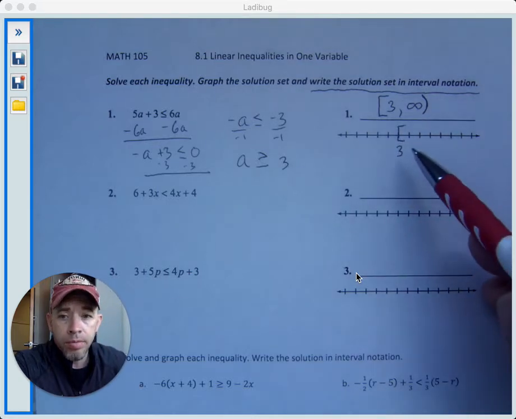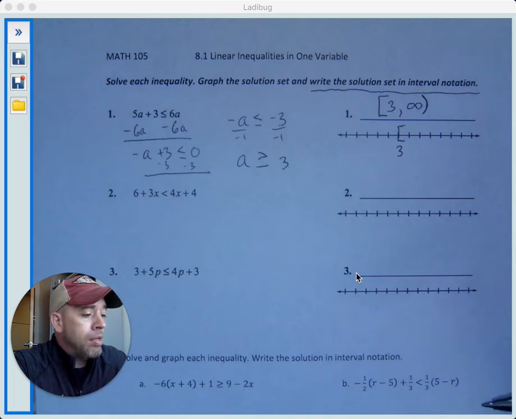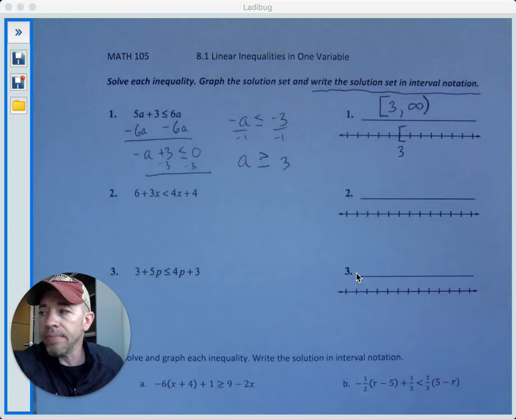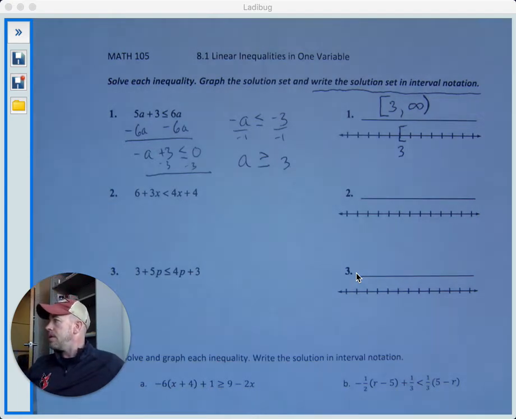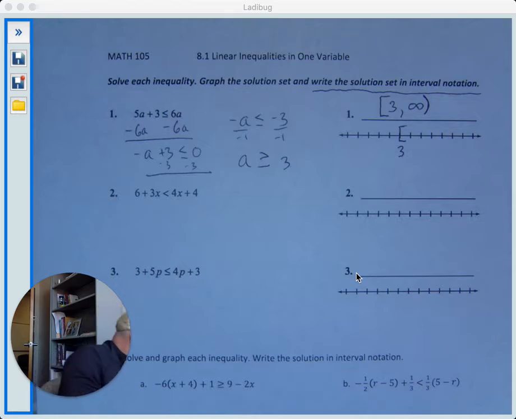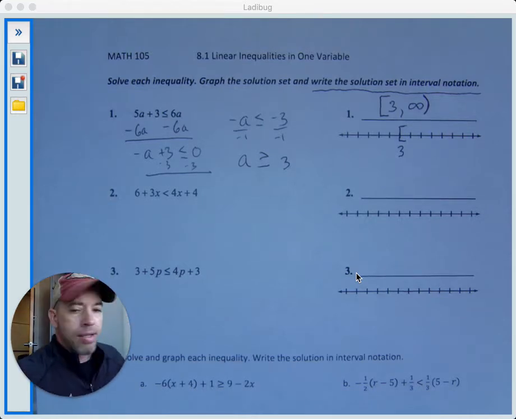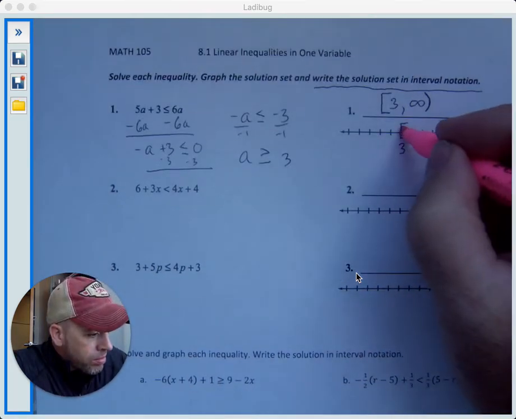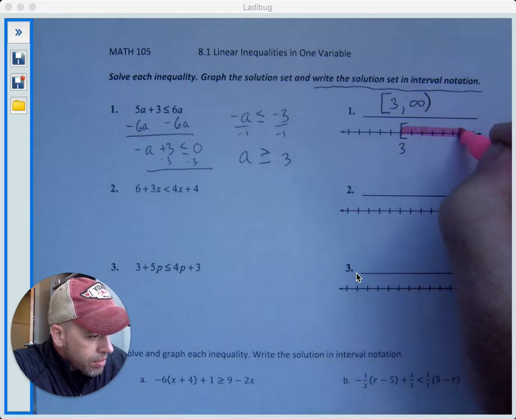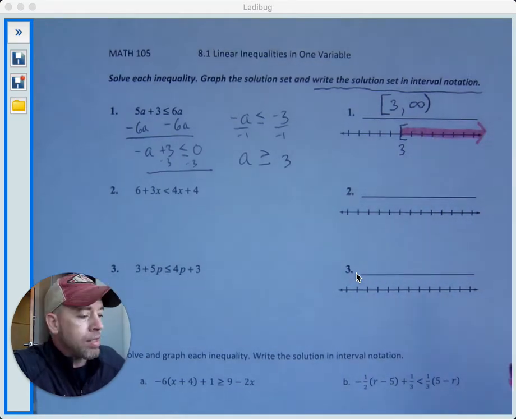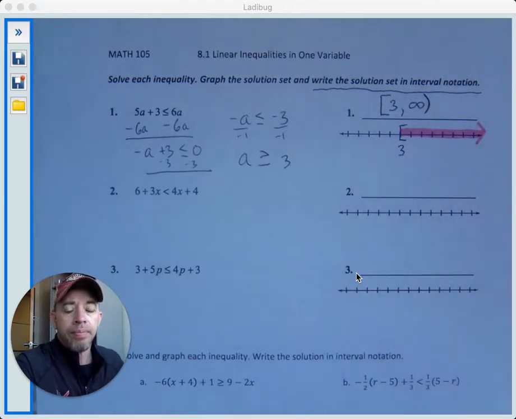That tells me that the 3 is included, and then we can shade the rest of this on forever to the right. Now, one thing I like to do sometimes is to use a highlighter. Let me see if I have one. I do. I have a pink highlighter. So what I'm going to do, because it's a lot easier than scribbling ink, is make a little highlighted line with an arrow, right? So that tells me everything from 3 to infinity.